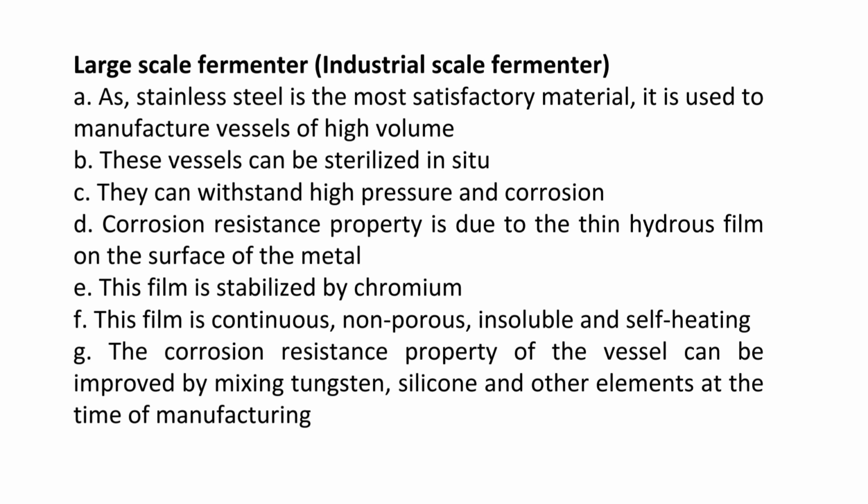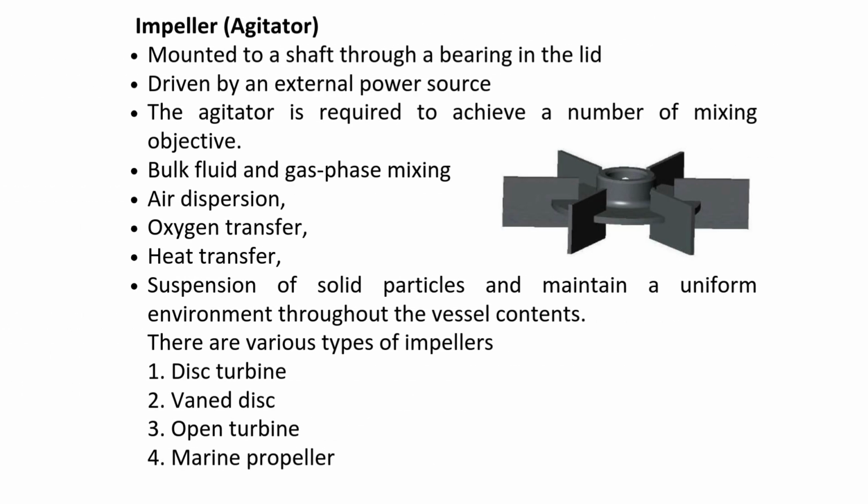Their corrosion resistance comes from a thin, continuous, non-porous hydrous film on the metal surface, stabilized by chromium. This property can be improved by adding elements like tungsten and silicon during manufacturing. Impeller/agitator. The impeller or agitator is mounted on a shaft through a bearing in the lid and driven by an external motor. It achieves several mixing objectives: bulk fluid and gas phase mixing, air dispersion, oxygen transfer, heat transfer, and suspension of solid particles to maintain a uniform environment.